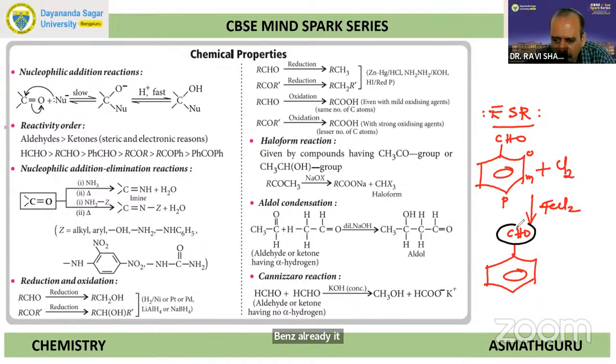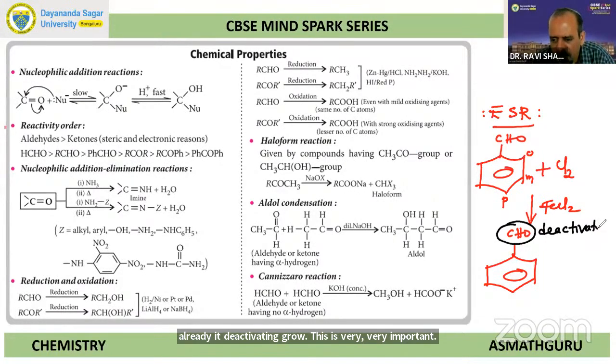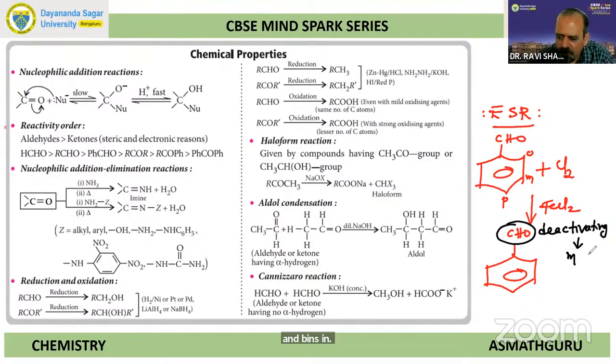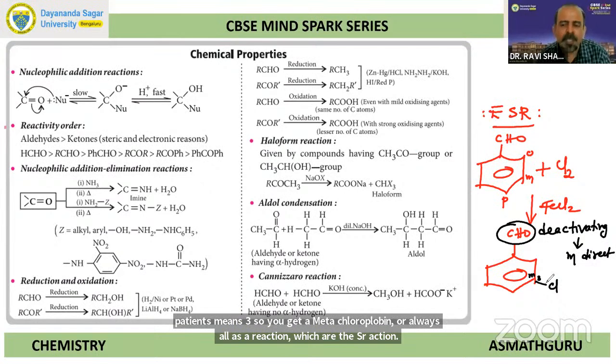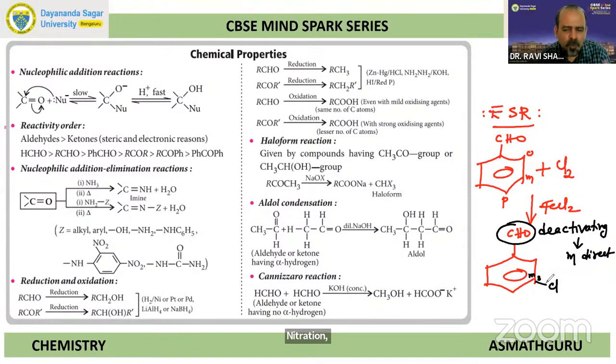CHO is a deactivating group, meaning it reduces electron density on the benzene. Then it is meta-directing, sir. Meta-directing means Cl will come and attach at the meta position, meaning position 3. So you get meta-chlorobenzaldehyde. In all ESR reactions, which are nitration, sulfonation, Friedel-Crafts reactions, and bromination, you get only the meta product in the case of aldehydes and ketones. These are all called electrophilic substitution reactions.